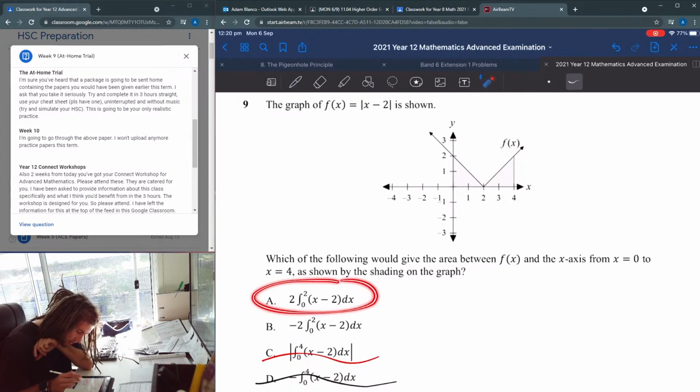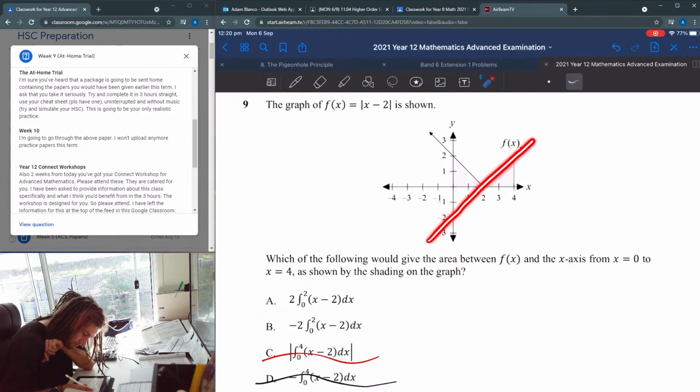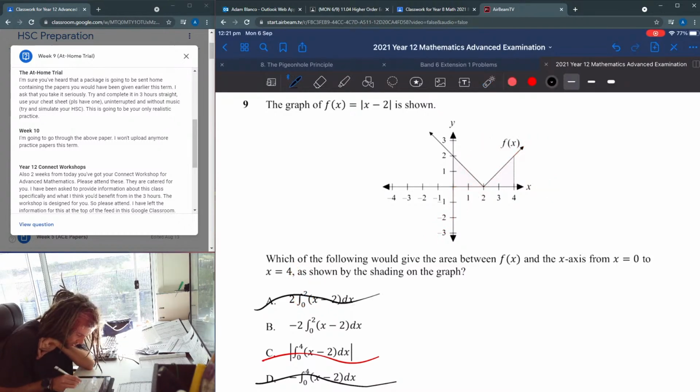If you look at this one, x minus 2 between 0 and 2 is going to be this one, and then that tells you they're going to times the area by 2. So it's going to give you 2 times this area down there. But again, because it's underneath the x-axis, it's going to give you a negative. So it's not this one. So by process of elimination, it's this.